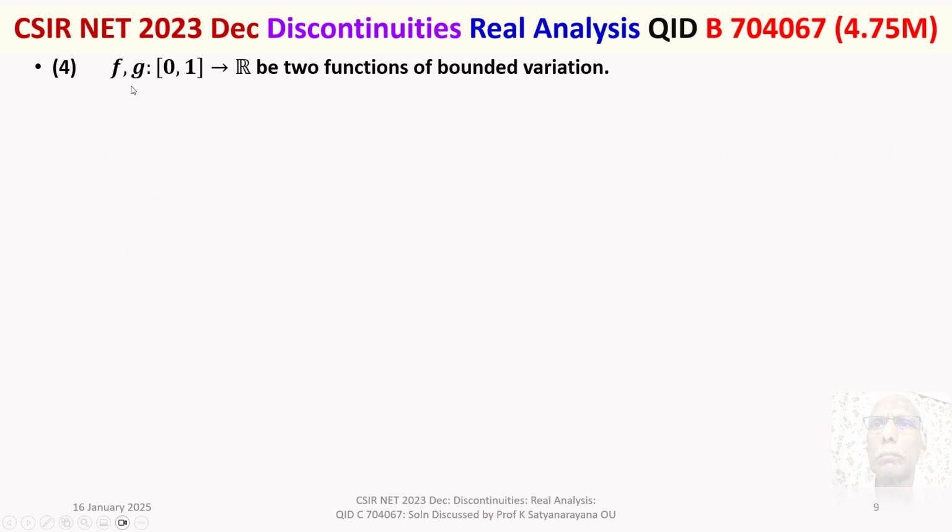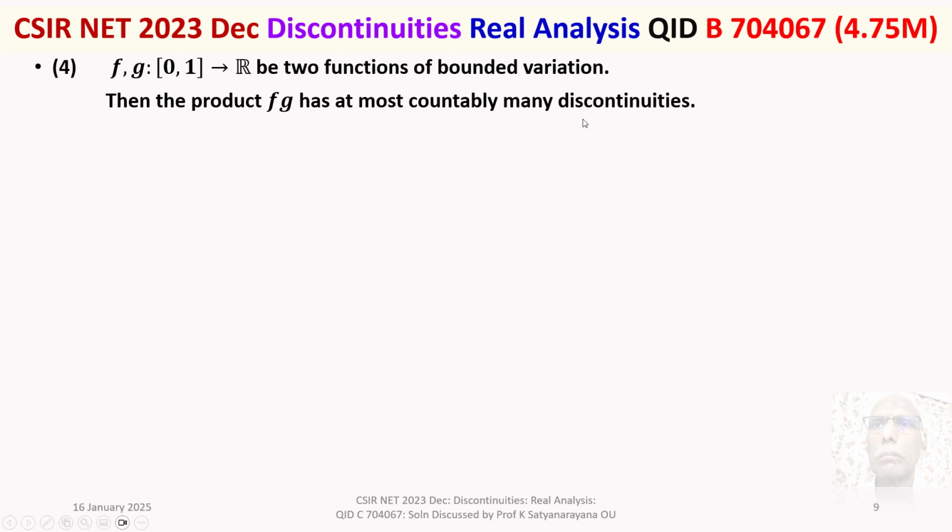Option 4. Let f, g from the closed interval [0, 1] to R be two functions of bounded variation. Then the product fg has at most countably many discontinuities. After a long time, a question on bounded variation is appearing. We have two functions f and g from the closed interval [0, 1] to R that are of bounded variation.